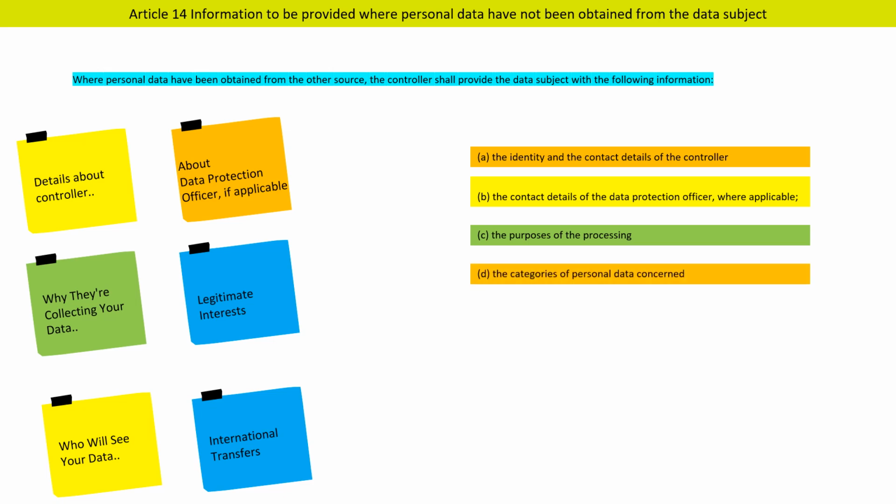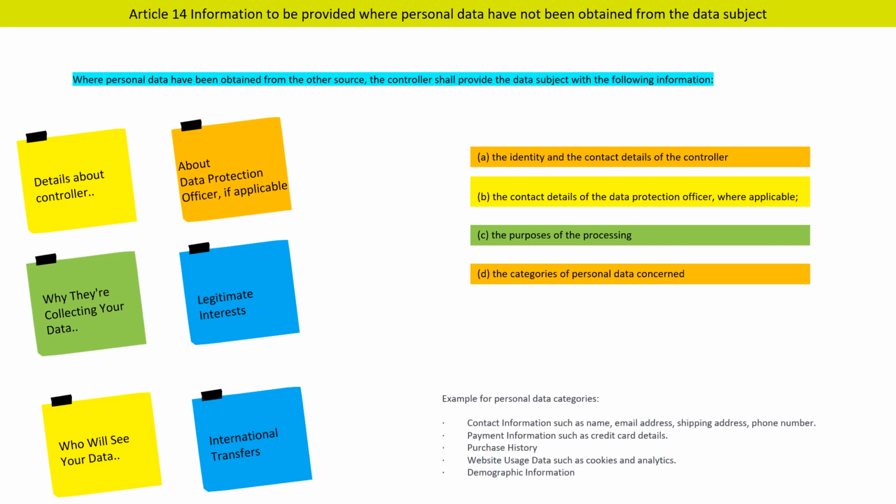The controller also needs to specify the categories of the personal data collected. Categories of the personal information may include contact information, payment information, purchase history, or website usage data such as cookies, analytics or demographic information. Then, the recipients or the category of the recipients of the personal data.